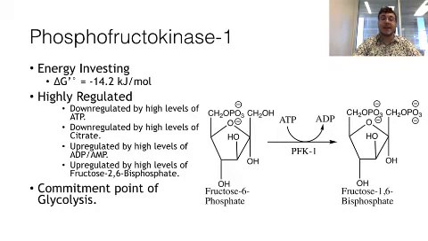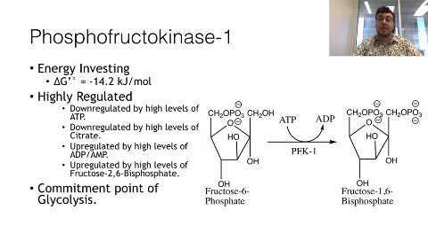The third step is catalyzed by phosphofructokinase 1, abbreviated PFK1. This catalyzes the formation of fructose 1,6-bisphosphate from fructose 6-phosphate and ATP. It is a critical step in this metabolic pathway and is extremely regulated.